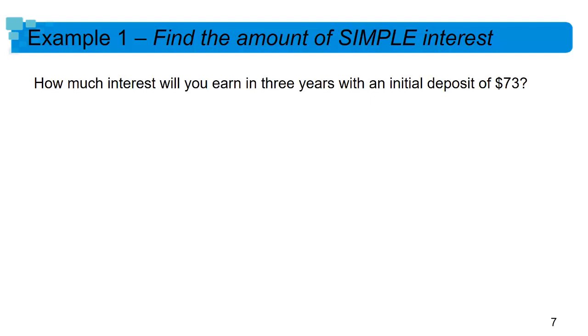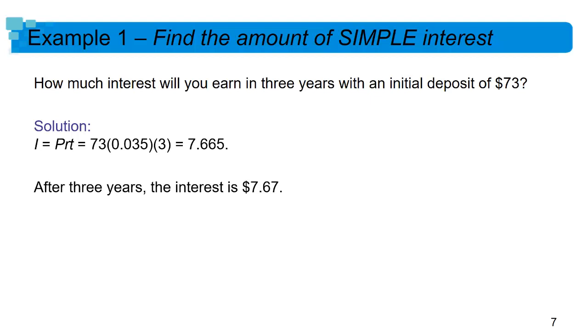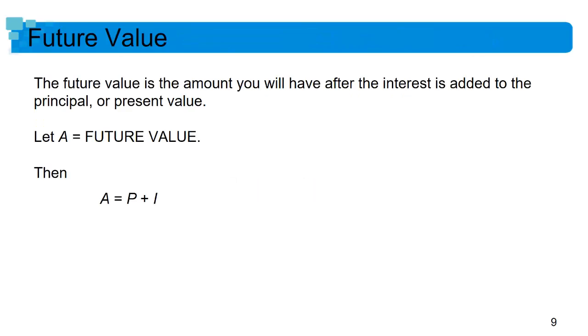Okay, how about how much interest will you earn in 3 years with that same $73 deposit? Well, now you just do PRT, where T is 3, and when you round that, you get $7.67, which is basically 3 times the original amount. But remember, that's simple interest, right? That doesn't really work in the real world, because in year 2 you would be making interest off of the interest, right? Because your balance would no longer be 73. It'd be 73 plus that $2 and whatnot, so you'd be a little over $75.